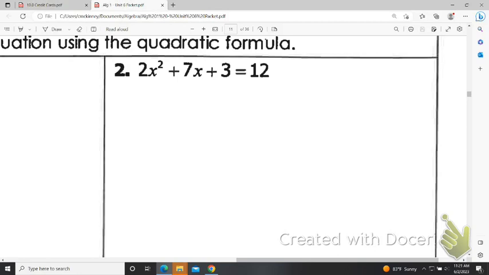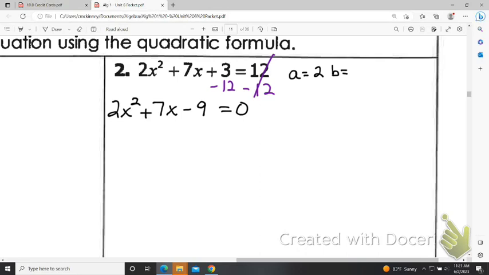So first off, look at your checklist at top, and first thing is make sure it's in standard form. This is not in standard form because it's not equal to 0. So the 12 needs to move over so that that can become 0. So now I have 2x squared plus 7x subtract 9, or negative 9. Now it's equal to 0. Now I'm going to identify my a, b, and c. So my a is 2, my b is 7, and my c is negative 9.